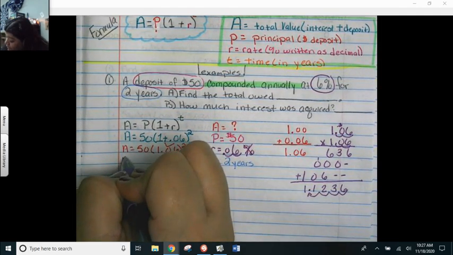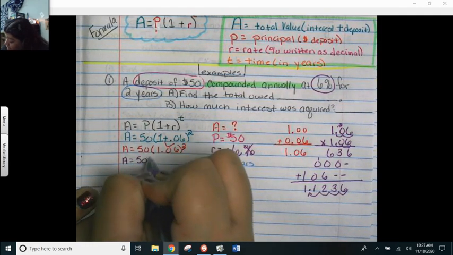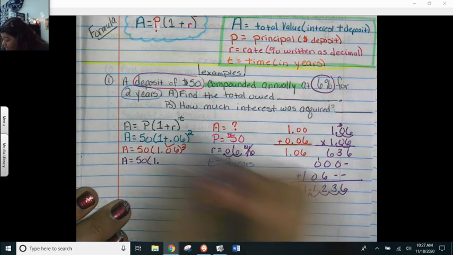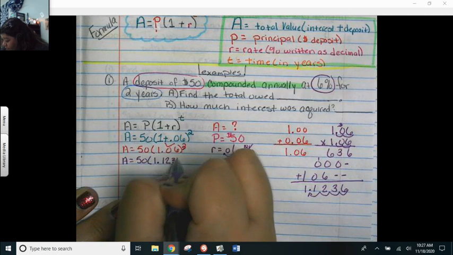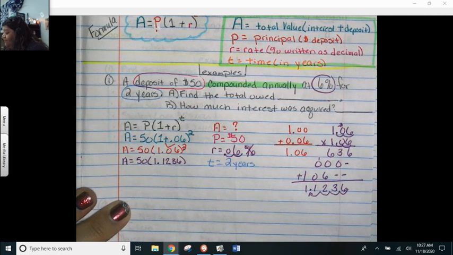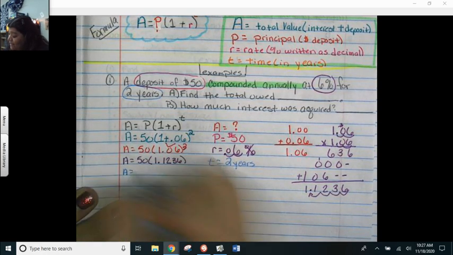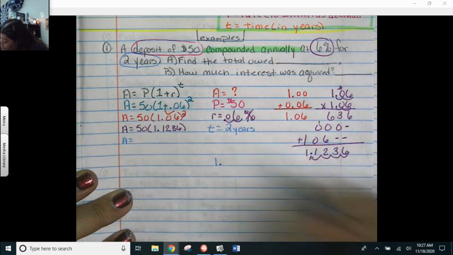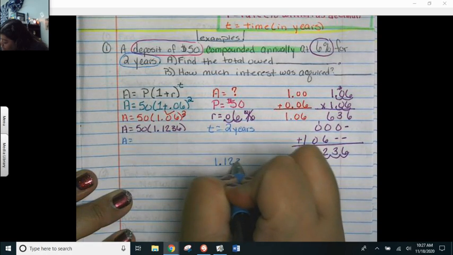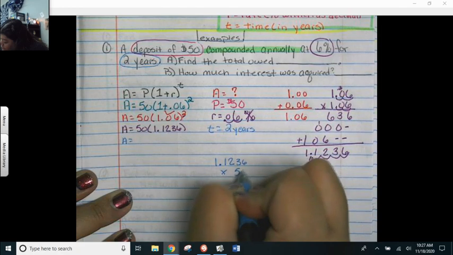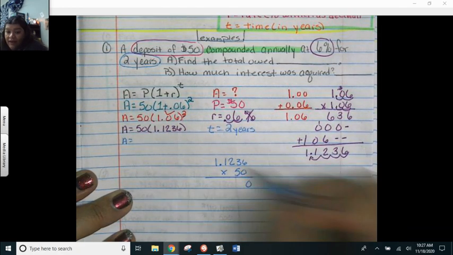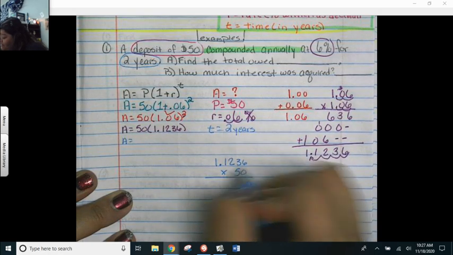Okay. So now we have 50 times 1.1236. Okay. And finally, the last step is I get to multiply 50 times that. Do you see why I didn't put another example down here? So I'm going to take my 1.1236 times 50. Now, when I multiply times 50, that's just a 0. I leave it there, and now I start with the 5. Okay? It saves me room.